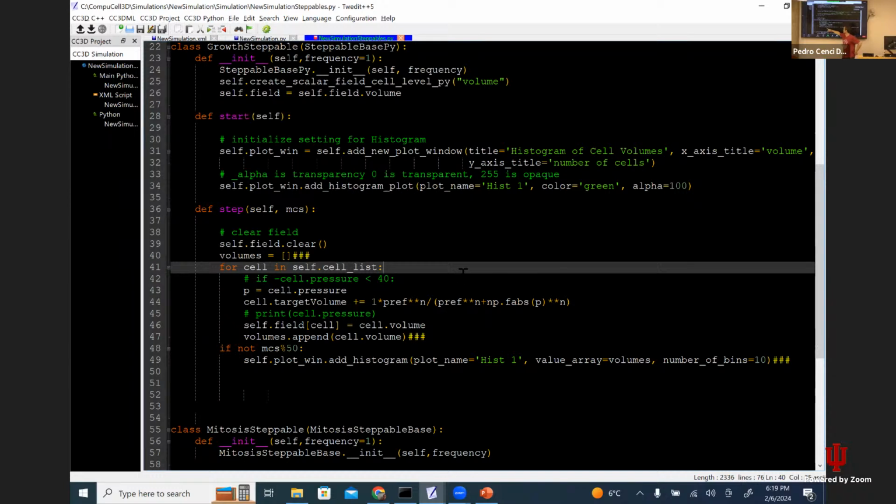That's a convenient thing for you to memorize. If not MCS percent something, it's every something. I always do MCS mod 50 equal to 1. If that is equal to 1, then... Yeah, or it could be equal to 0. Yes, right? Yes, exactly. Same thing.